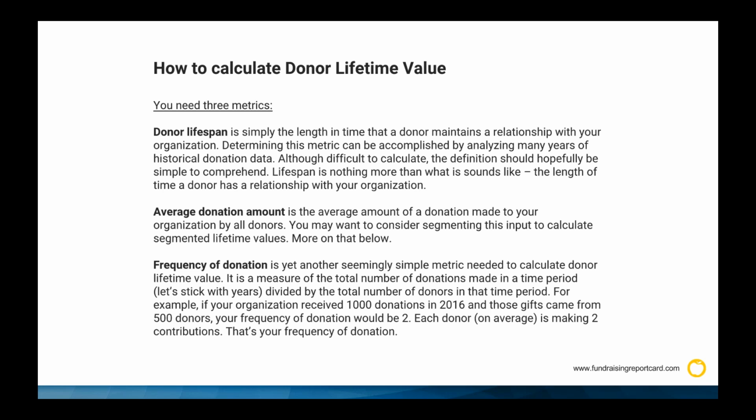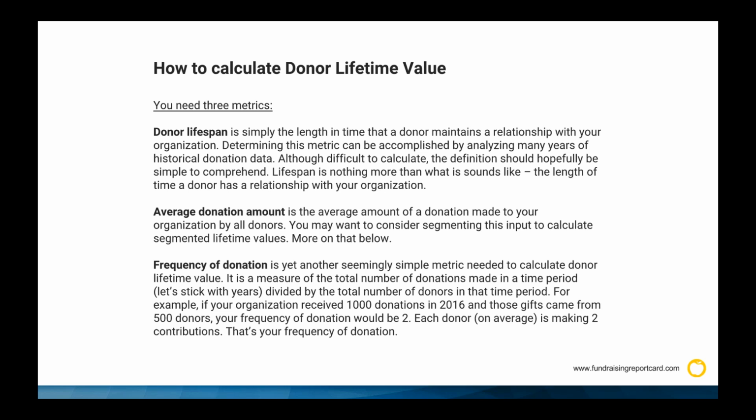The first metric you need is lifespan. The lifespan is simply the length of time that a donor maintains a relationship with your organization. Period. Average donation amount. That one's relatively simple, right? It's the average amount of donation made to your organization by all your donors, right?